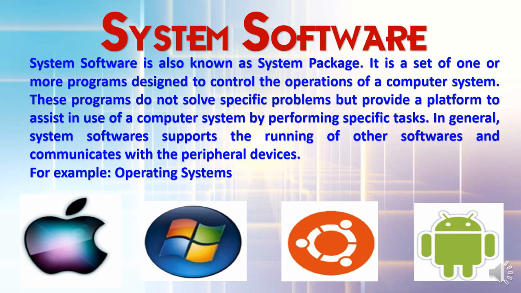Let us talk about system software first. System software is also known as system package. It is a set of one or more programs designed to control the operations of a computer system. These programs do not solve specific problems but provide the platform to assist in use of a computer system by performing specific tasks. In general, system software supports the running of other softwares and communicates with the peripheral devices.